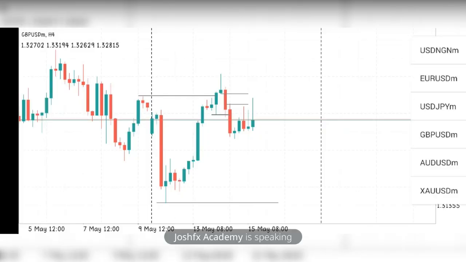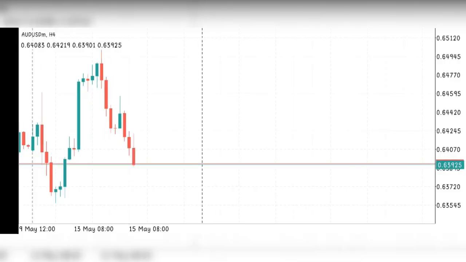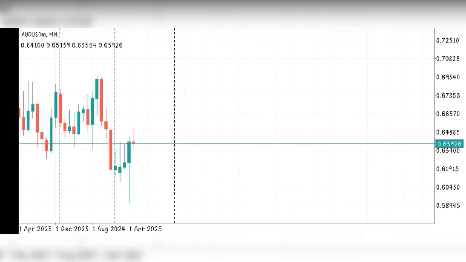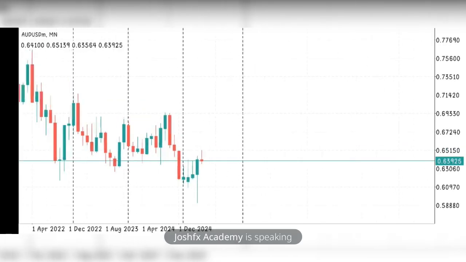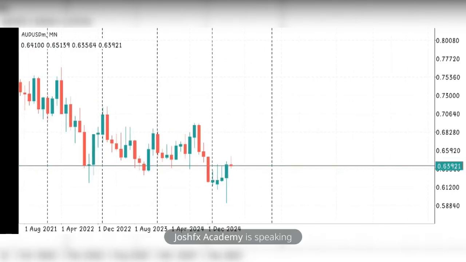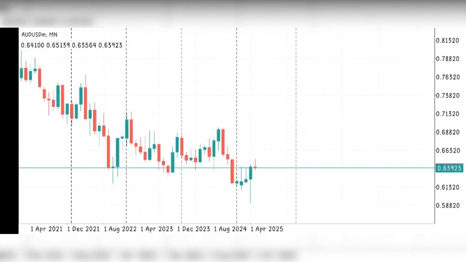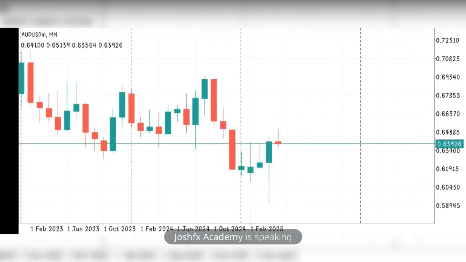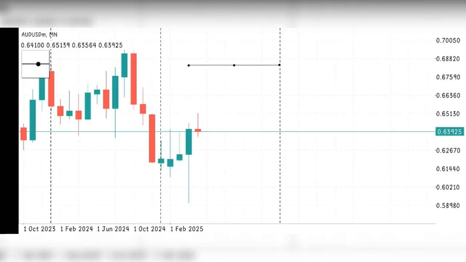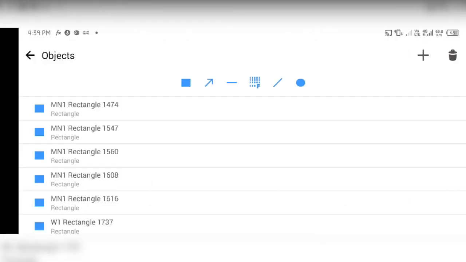So let's check AUD. This is our AUD on a monthly time frame perspective. Now, this is all we have. One thing is that we mark the recent high.